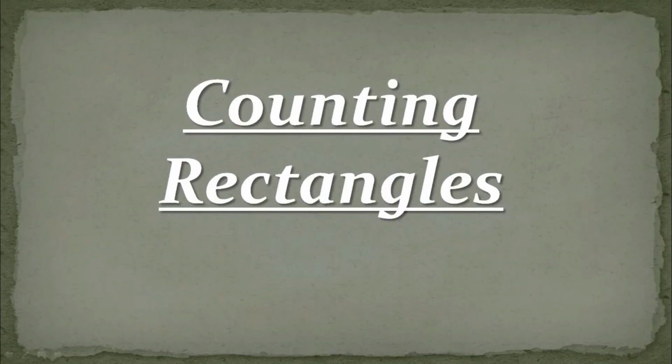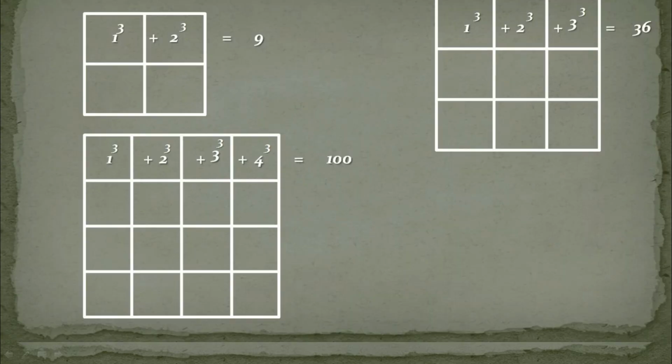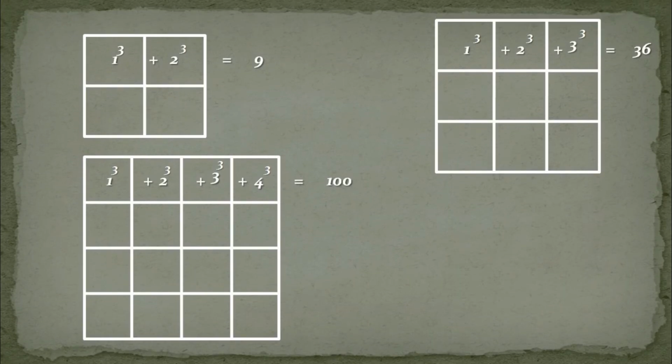Up until now we have only been counting number of squares in a given figure. Let's see how to find number of rectangles in a given figure if number of rows is equal to number of columns. Finding number of rectangles in an n by n matrix is quite easy, just like in case of squares, but here we use the formula for sum of cubes of natural numbers to obtain the answer as shown.